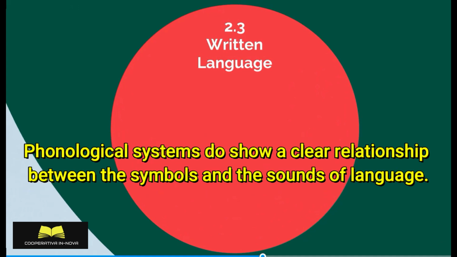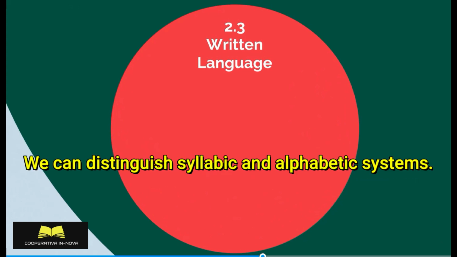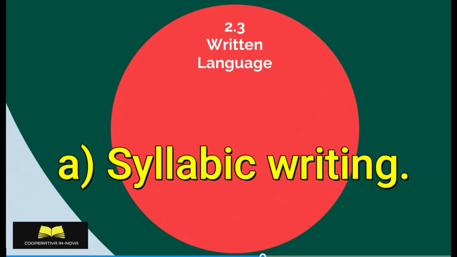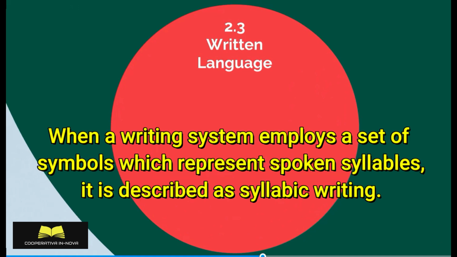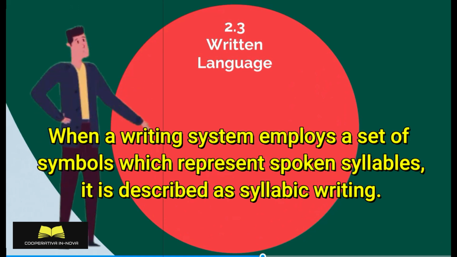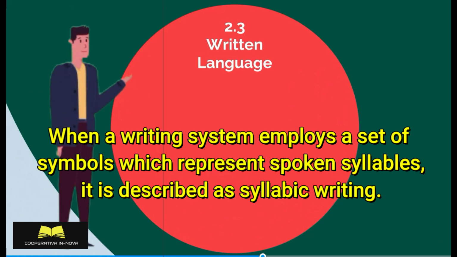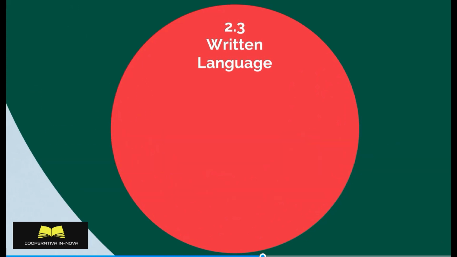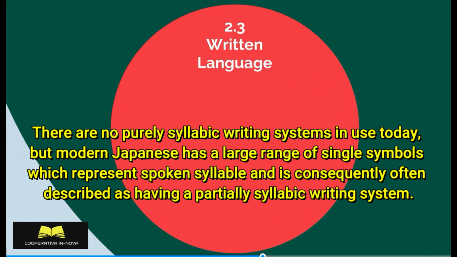Phonological systems do show a clear relationship between the symbols and the sounds of language. We can distinguish syllabic and alphabetic systems. A. Syllabic writing. When a writing system employs a set of symbols which represent spoken syllables, it is described as syllabic writing. There are no purely syllabic writing systems in use today, but modern Japanese has a large range of single symbols which represent spoken syllables and is consequently often described as having a partially syllabic writing system.